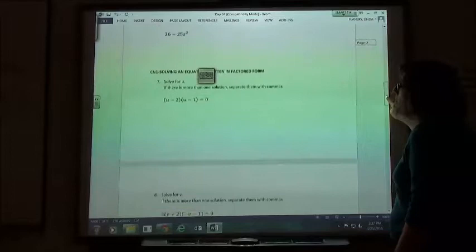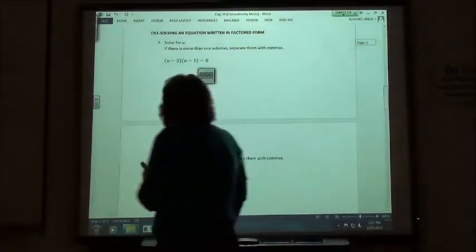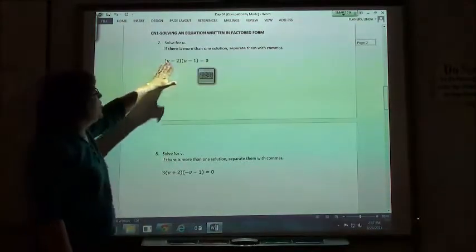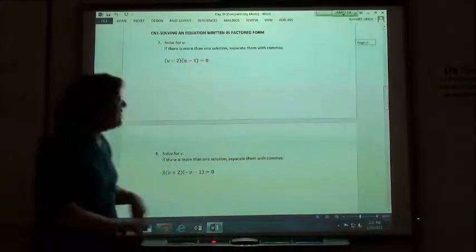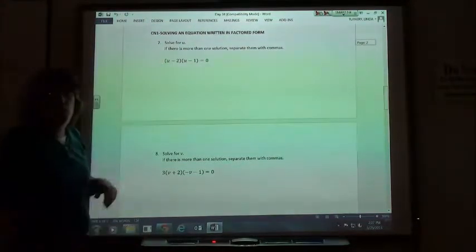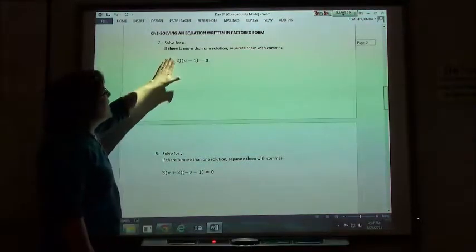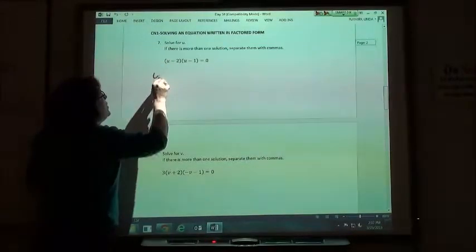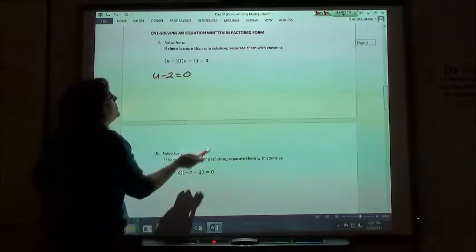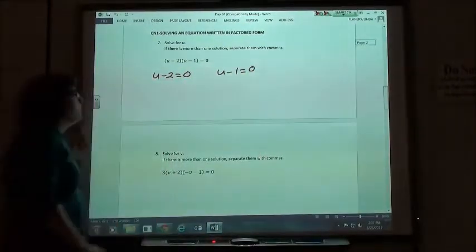Get to the right problem here. Solving an equation written in factored form. So if my equation is factored out and set equal to 0, instead of having to try to multiply it out and do a whole bunch of solving, the easier thing to do is to make 2 separate problems. We know that anything times 0 gives me 0. So either the u minus 2 could equal 0 or the u minus 1 could equal 0.